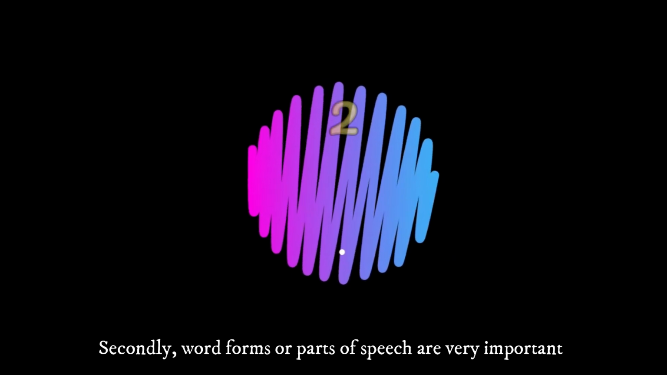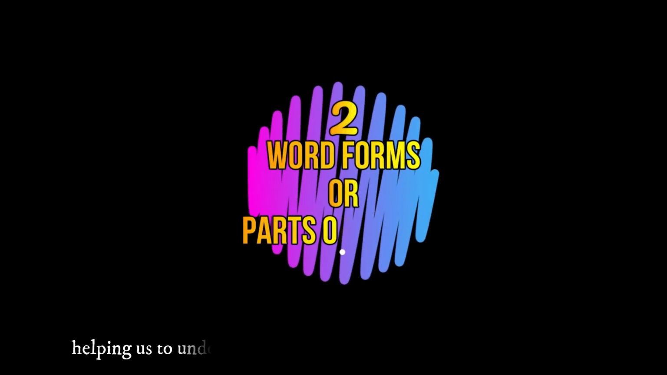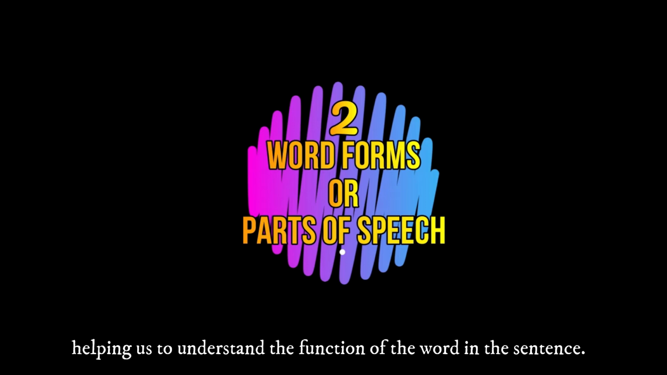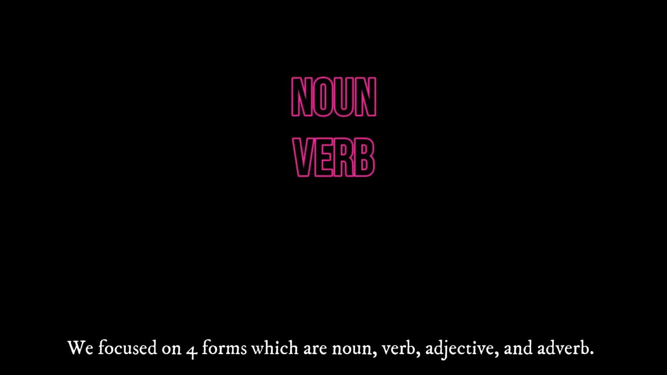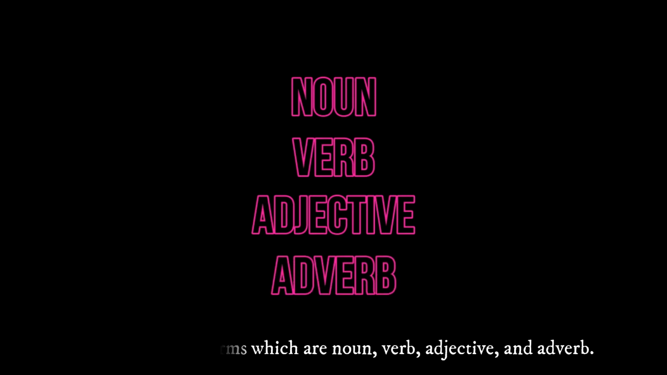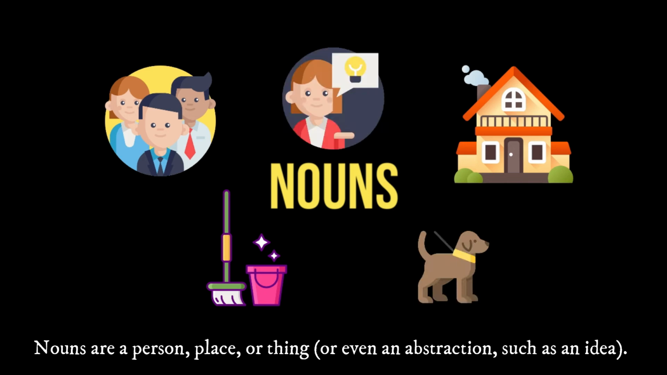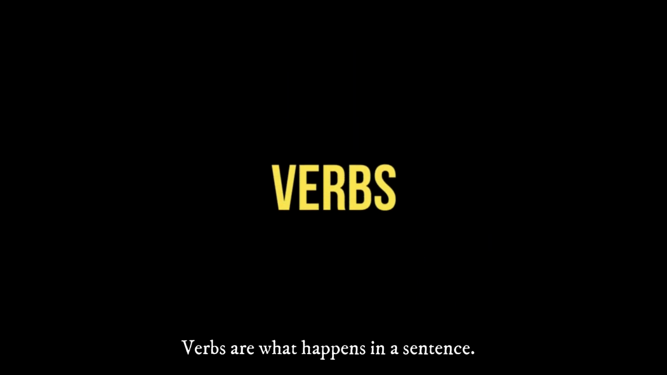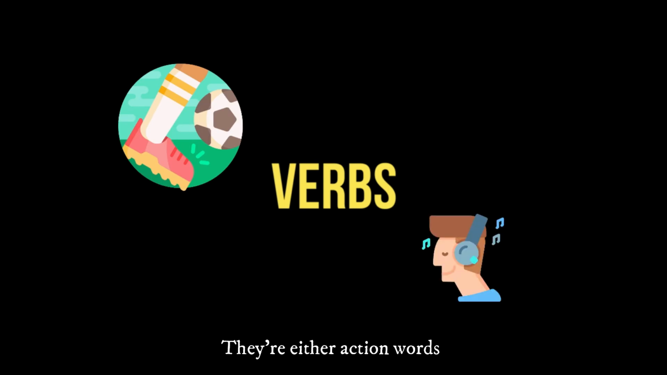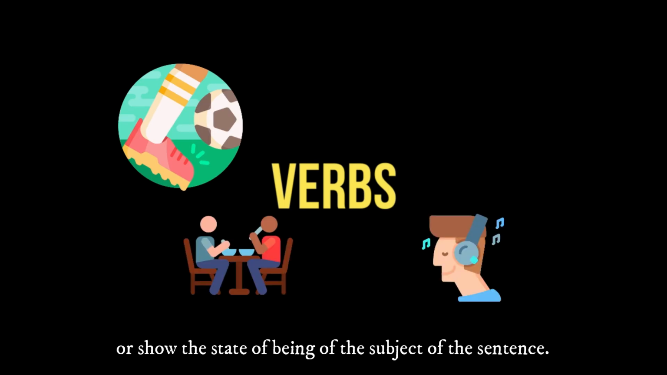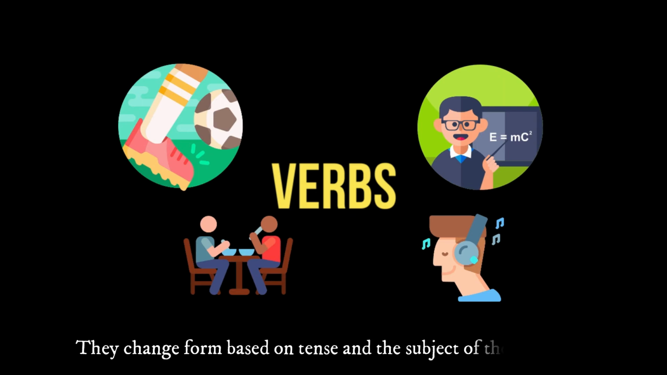Secondly, word forms or parts of speech are very important, helping us to understand the function of the word in the sentence. We focused on four forms, which are a noun, verb, adjective, and adverb. Nouns are a person, place, or thing, or even an abstraction, such as an idea. Verbs are what happens in a sentence. They're either action words or show the state of being of the subject of the sentence. They change form based on tense and the subject of the sentence.